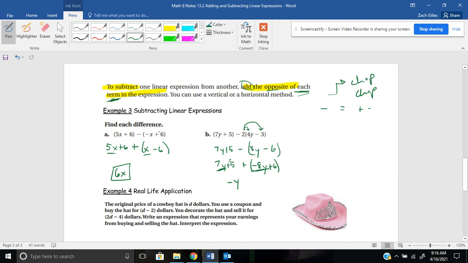And then I also have positive 5 plus positive 6, which is just positive 11. So there you have it. Again, I kind of like to break this into 2 steps.